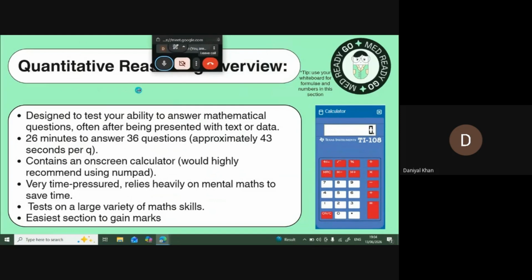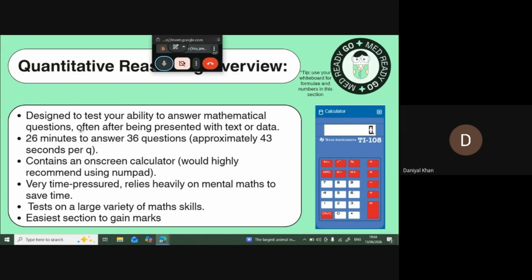So quantitative reasoning is designed to test your ability to answer mathematical questions, and it's often when you're presented with text or data. You have 26 minutes to answer 36 questions, so approximately 43 seconds per question. So it's really just a rapid fire round. Quantitative reasoning, the actual questions themselves are not that difficult. It's just the timing that catches people out.